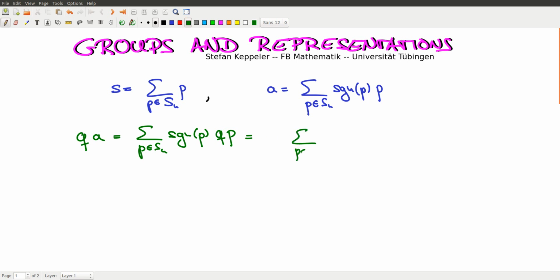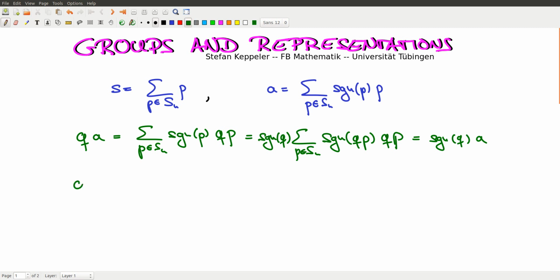We'd like to have the sum over P, sign of QP times QP, but that's of course not true. The sign of QP is the sign of Q times the sign of P, and the signs squared are all just 1, so we're missing here a sign of Q. Now it's correct. And now this is the anti-symmetrizer again, so we found the sign of Q times the anti-symmetrizer.